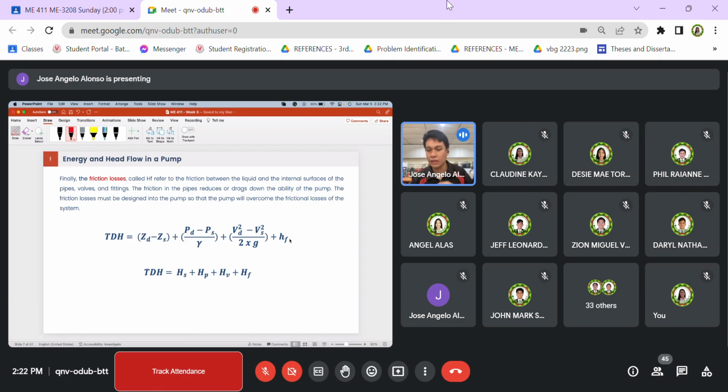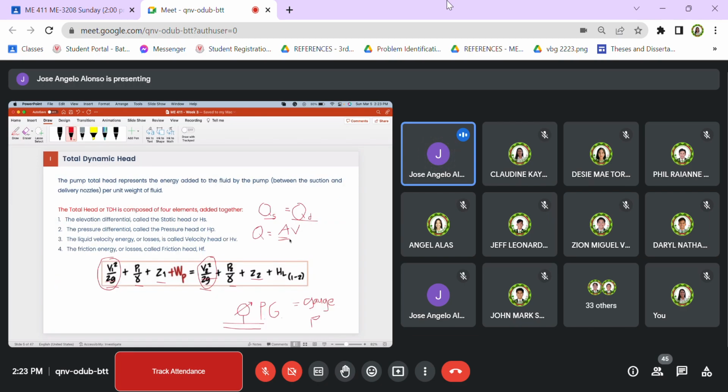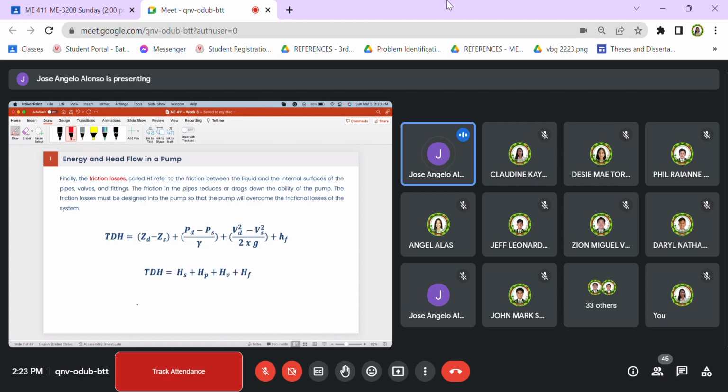So every difference in pressure, every difference in elevation, every difference in velocity and the friction losses in the system, kailangan natin i-design yung pump natin to overcome those values. So kailangan natin makalculate yung required total dynamic head para makapag-provide tayo ng proper sizing ng kung anong pump yung gagamitin natin.